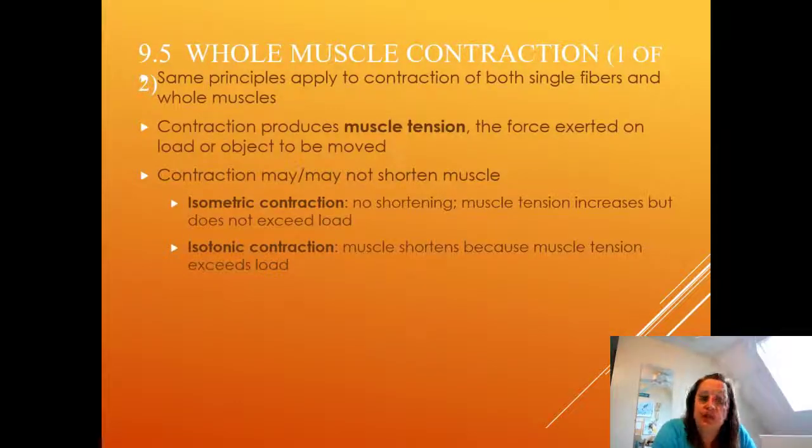We want to produce tension. So we can do tension or force in a couple of different ways. Isometric contraction is if I just do this and go like that. I just tightened it, but I didn't shorten it. Isotonic means I shortened it.